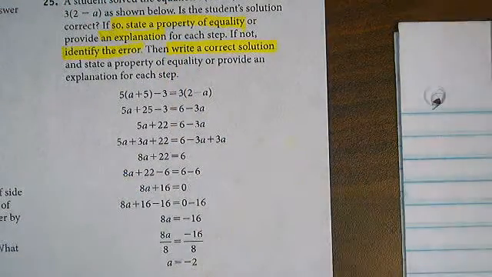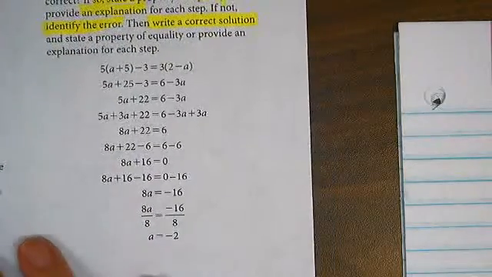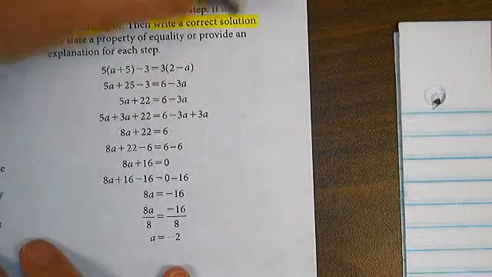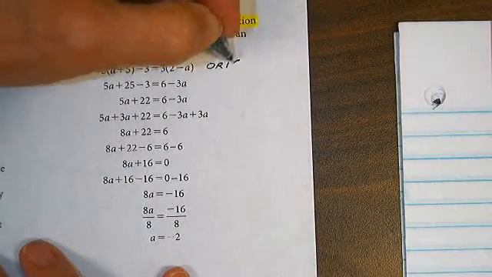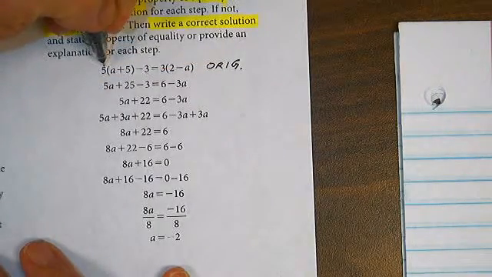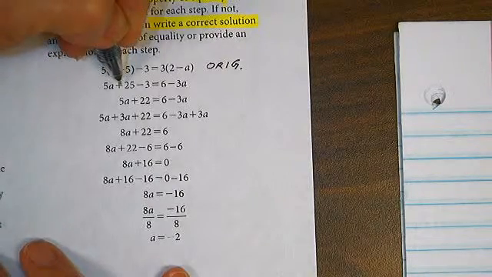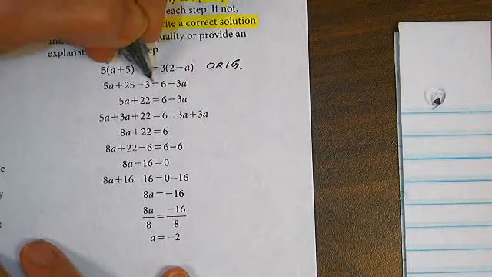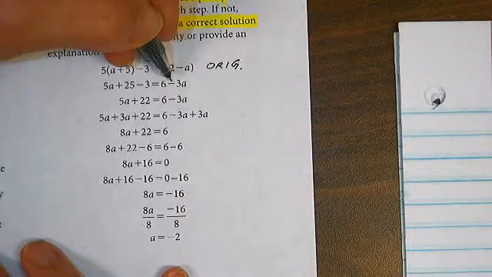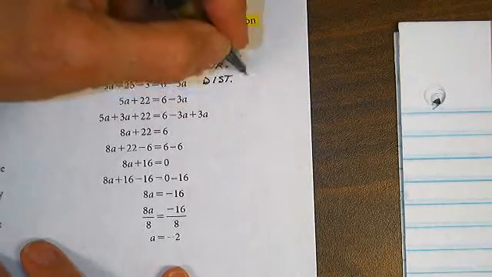So, as we go through this step by step, let's see whether every step is correct and complete and uses a property. Here is the original equation. Next, we must use the distributive property. 5 times a is 5a. 5 times 5 is 25, minus 3 is equal to 3 times 2 is 6. 3 times negative a is negative 3a. That's the distributive property. So far, so good.